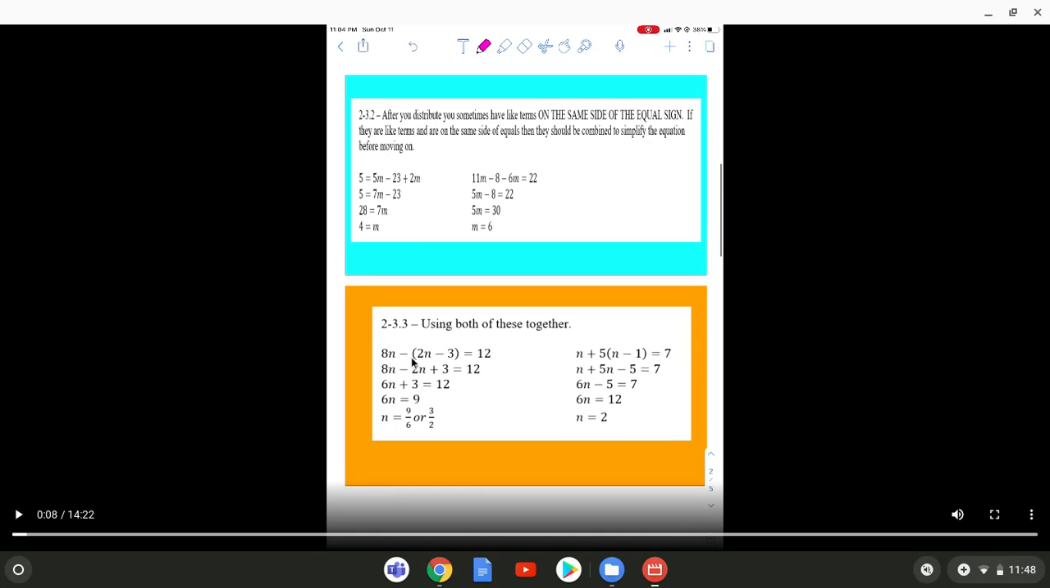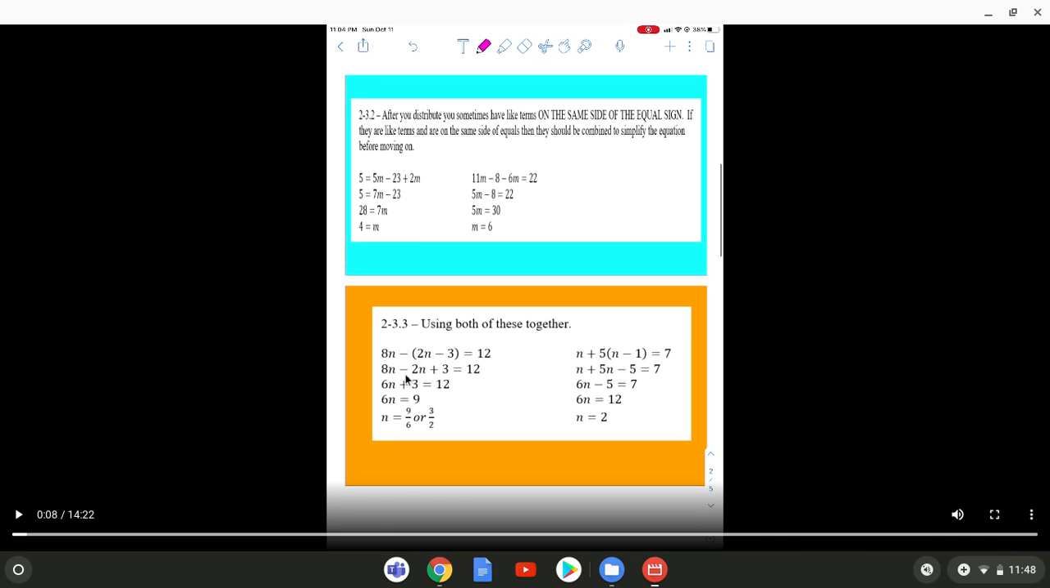So the next thing is just using both of these together. So I have 8n minus 2n minus 3, and I'm actually going to be distributing this negative. So that is going to give me negative 2n. When I do negative 1 times 2n, I get negative 2n. When I do a negative 1 times a negative 3, I get a positive 3. And so when you're distributing a negative, I want you to just think the kind of math you're doing really is you're taking the opposite, or you can think about it as doing negative 1 times whatever. So it works the same way.